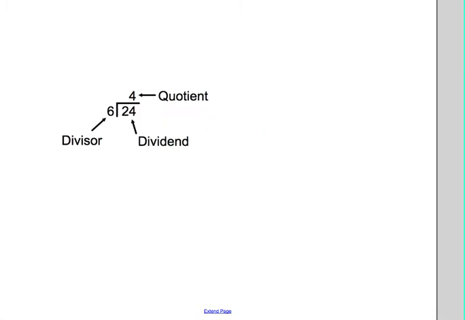Before we review how to do that, we also want to review some of the important vocabulary. The number that is being divided is the dividend. The number that is doing the dividing is called the divisor. We often will talk about your divisor. Okay? And your answer to a division problem is called the quotient.